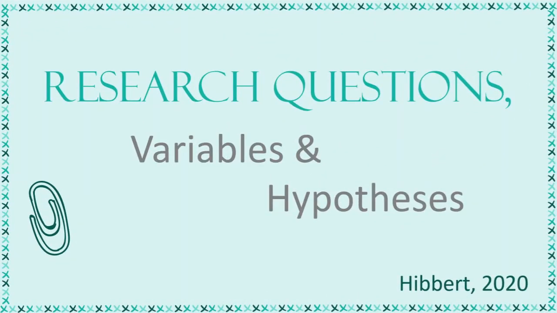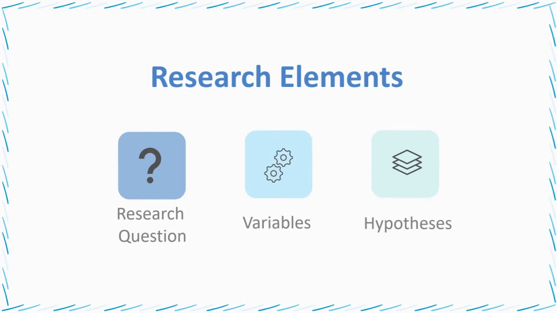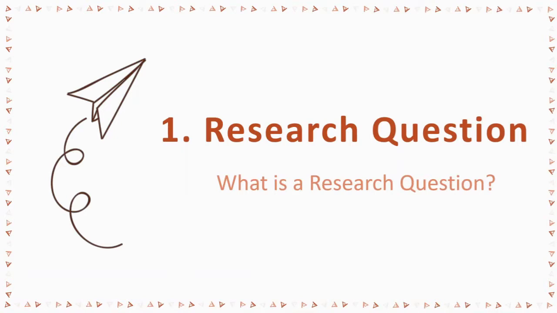Everyone. Today we're going to talk about research questions, variables, and hypotheses. And when we consider doing research, there are certain elements that you're always going to have. We're going to have a research question. We're going to have variables, usually 2 or more. And we're going to have hypotheses. So let's break these down and let's start with research questions.